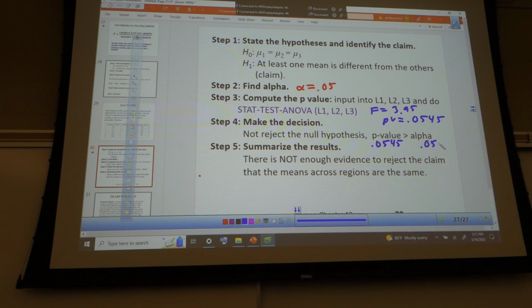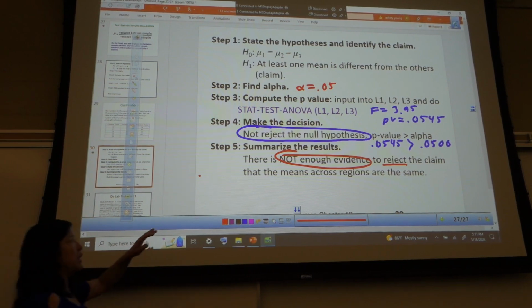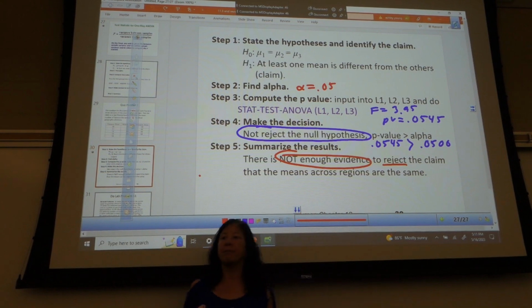You might want to give them the same number of decimal places to make them easier to compare. And then you can say, oh yeah, 545 is more than 500. So my p-value is bigger than alpha, which means we do not reject the null hypothesis, which means we do not have enough evidence to reject the claim, because the claim looks like that they were the same. Reject the claim that the means across the regions are the same.